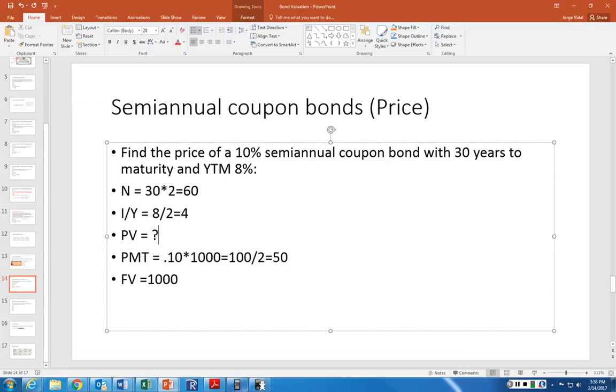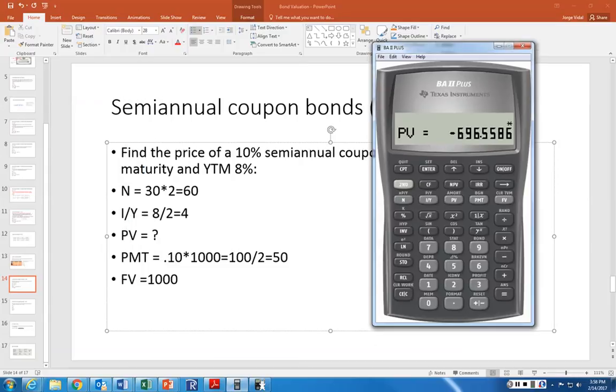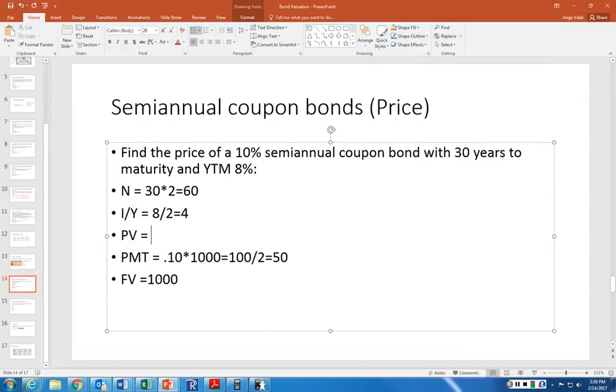So the present value will be, new bond, so 60 N, 4 IY, payment 50, future value 1,000, compute present value. So it will be 1,226. So this is a premium bond, and it makes sense because the coupon rate is 10%, YTM 8%, and when the coupon rate is greater than the YTM, the bond sells for a premium. Okay, I will not do the other calculator.